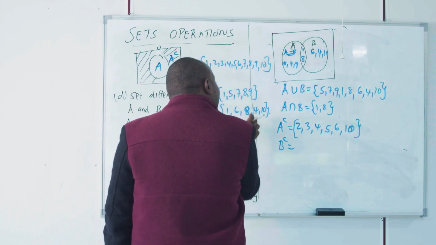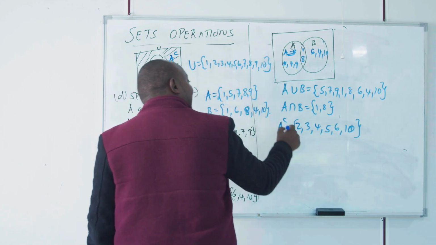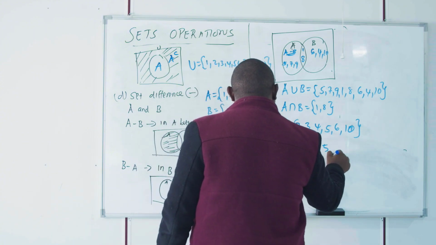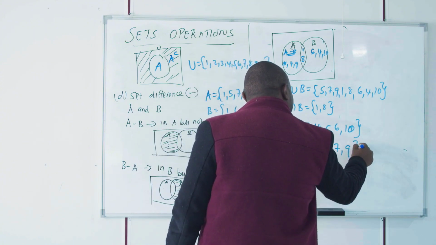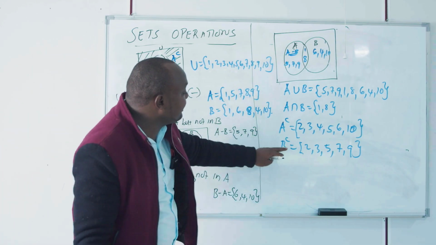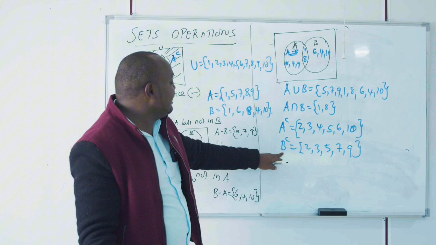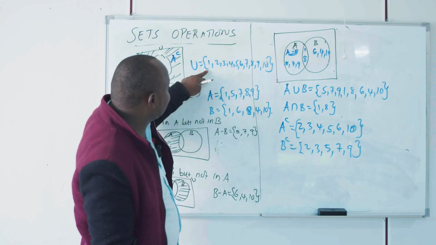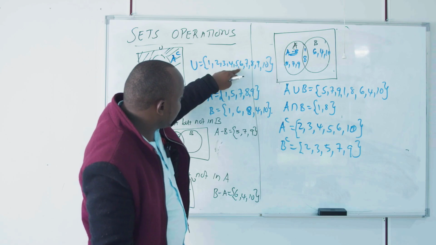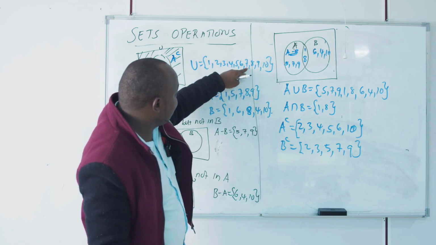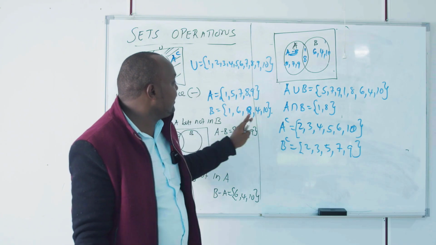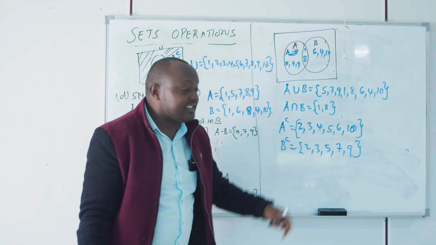B complement. They are not in B, but you find them here. So we have 2, 3, 5, 7, and 9. You can cross check that one. They are not in B. B complement, not in B. So you find that 1 is in B. So it is 2, 3, 5, 6 is there, 7 is not, 8 is there, so you have 9. So that is B complement.